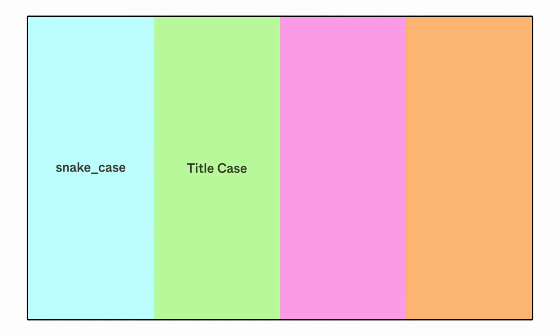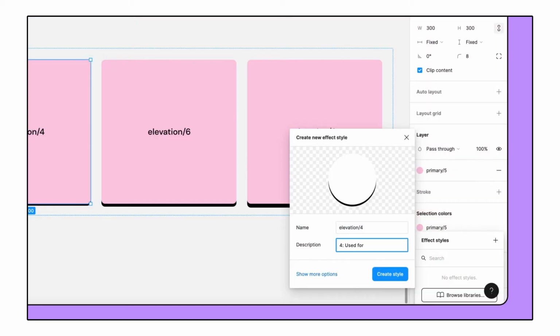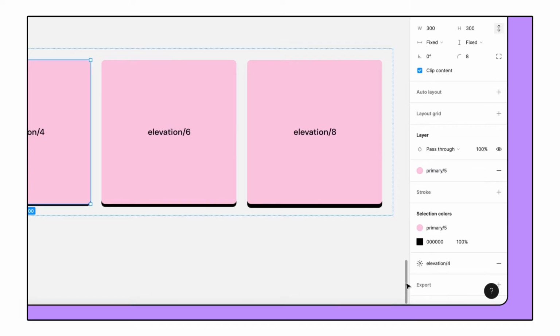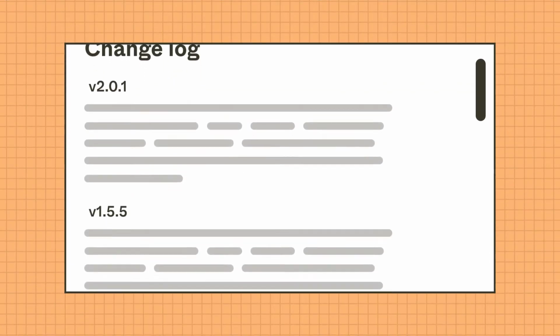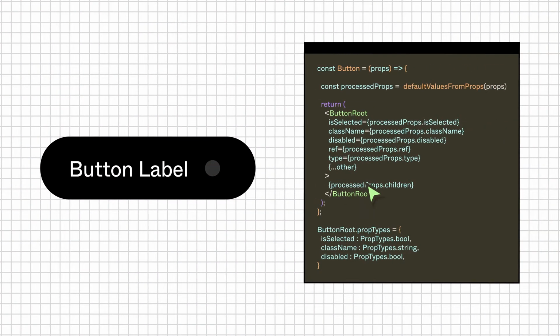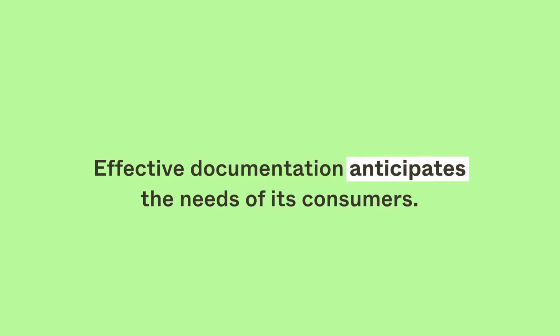If you want to win the hearts of your design system consumers, effective documentation is a must. In the previous lesson, Kai and the Habitz team defined some naming conventions and wrote descriptions for styles and components. But documentation can go beyond this. For example, you could include examples for correct and incorrect uses of a pattern, use a changelog to track component updates, or add code examples or links to developer implementation. Effective documentation anticipates the needs of its consumers and is presented in a way that speaks directly to them.